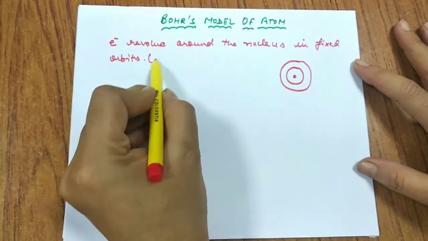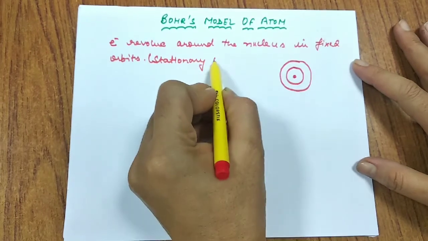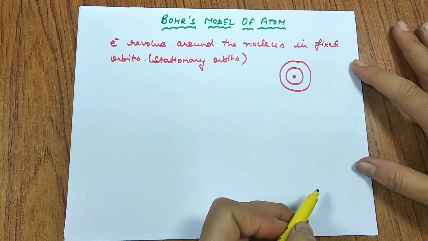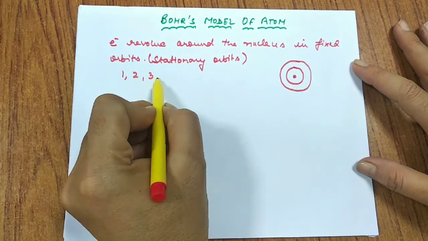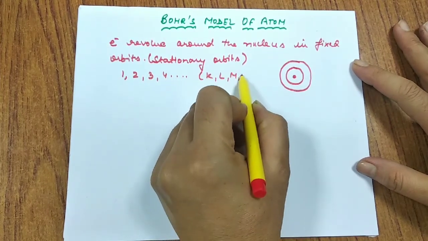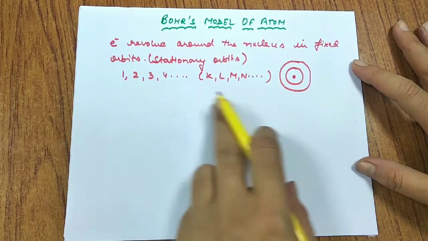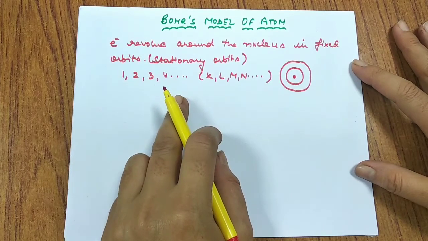And he called these fixed orbits stationary orbits or stationary states. And they are numbered as 1, 2, 3, 4, or we can write them as K, L, M, N shells also. So these are the shells or orbits that are numbered either as K, L, M, N or as 1, 2, 3, 4, etc.